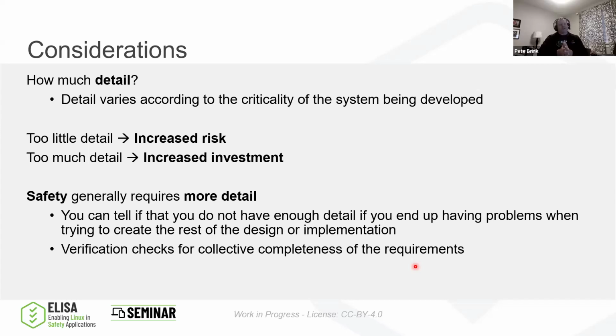Safety in general requires more detail because we really don't want to have any escapes, shall we say. We don't want airplanes falling out of the sky. We want them flying, not falling out of the sky.